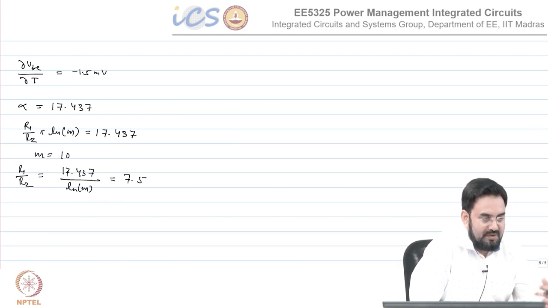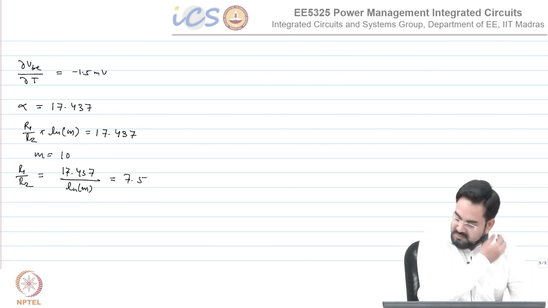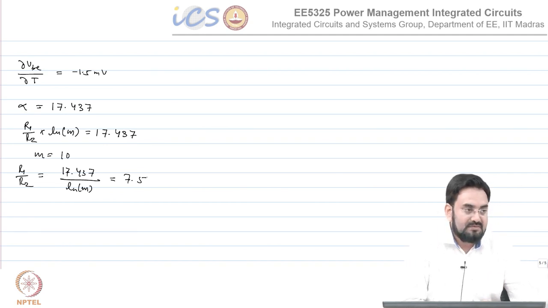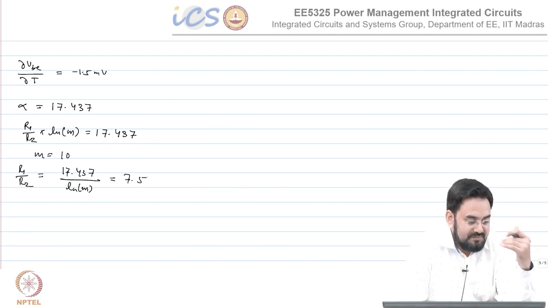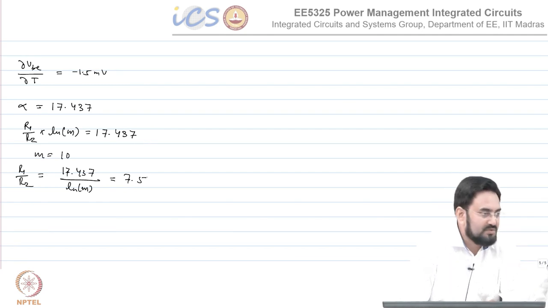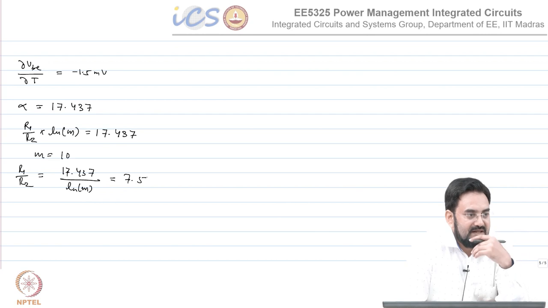So the ratio is more important here, not the absolute value. So ratio will set the coefficient or the slope of your PTAT voltage, and the value will define what absolute value will do here. Arbitrarily I can choose any resistor like 10 ohm, somebody chooses 10 ohm, somebody 1 kilo, somebody 100 kilo, what difference will it make?